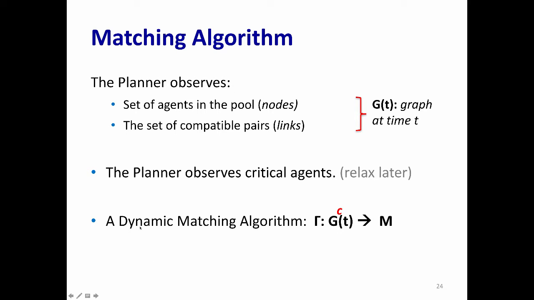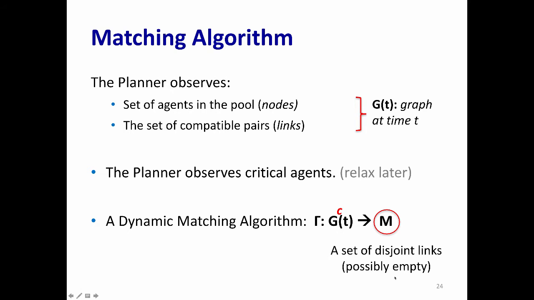And then a dynamic matching algorithm is simply a function from this network and the information about which node is critical to a matching. And a matching is a set of disjoint links, a bunch of links that do not have any nodes in common. It could be potentially empty.